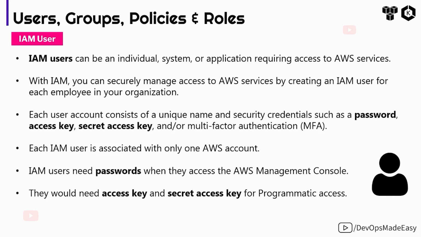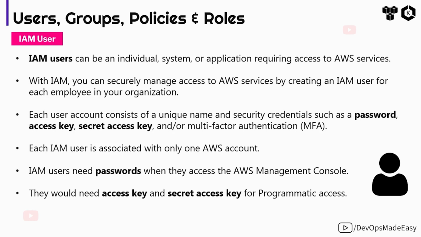IAM users can be an individual, a system, or an application that requires access to AWS services. With IAM, you can securely manage access to your AWS services by creating an IAM user for each employee within your organization. Instead of using the root account for everything, whenever a user joins an organization, you can create an IAM account for him and share the credentials with him. He will log in with his own IAM credentials.